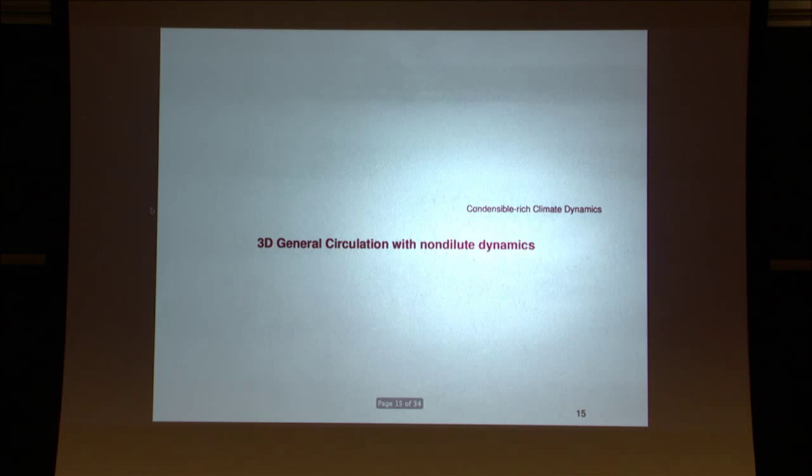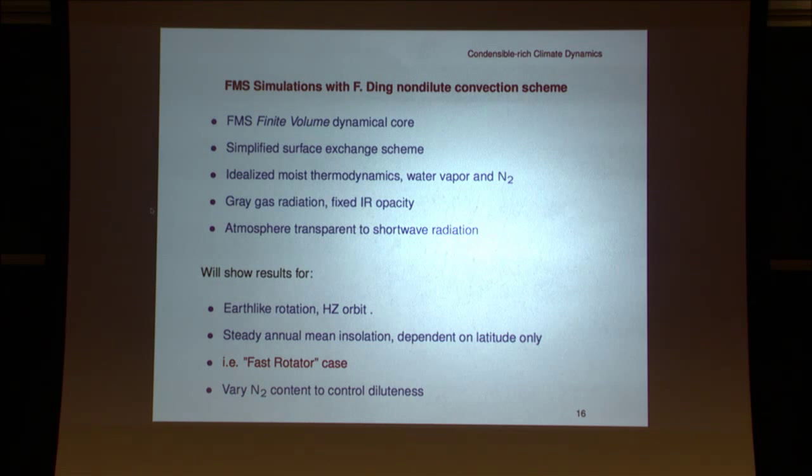This is the stuff that Feng wrote. We actually start with something that's homebrewed as far as Princeton goes. We're using the GFDL Princeton FMS dynamical core in the finite volume version. That's basically a conservative grid point version, which behaved better in these exotic regimes than the spectral method. We simplified a whole bunch of stuff. We yanked out all the old radiation and thermodynamics, and we put in our own moist thermodynamics that's appropriate to the non-dilute limit.